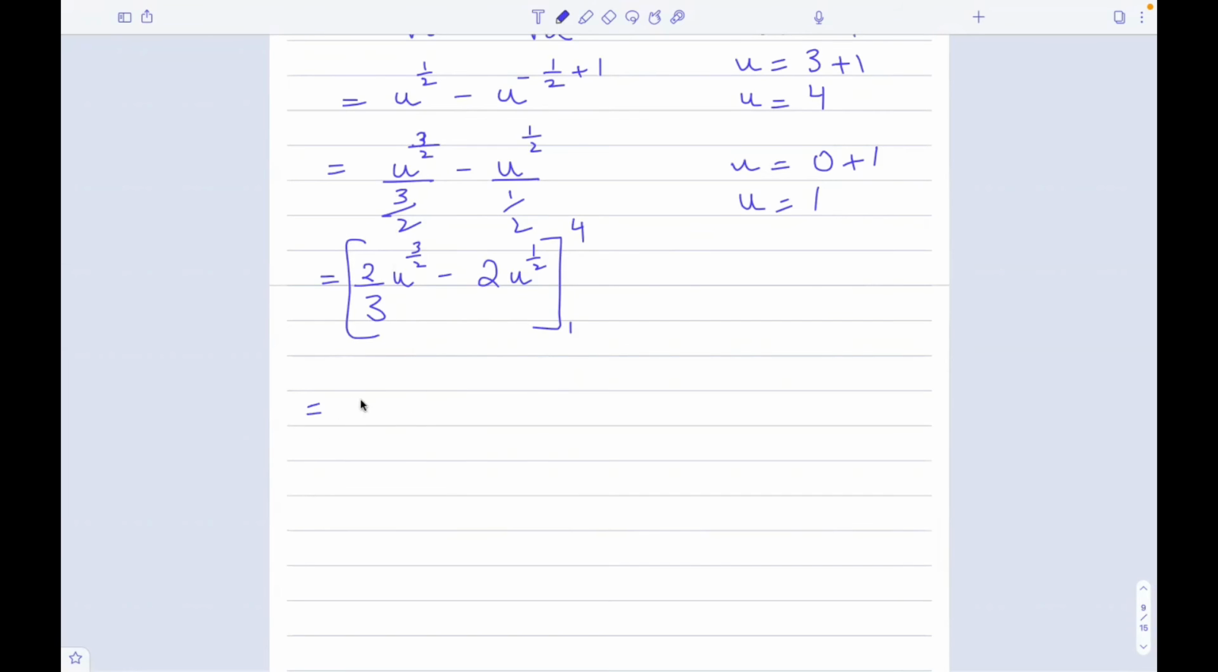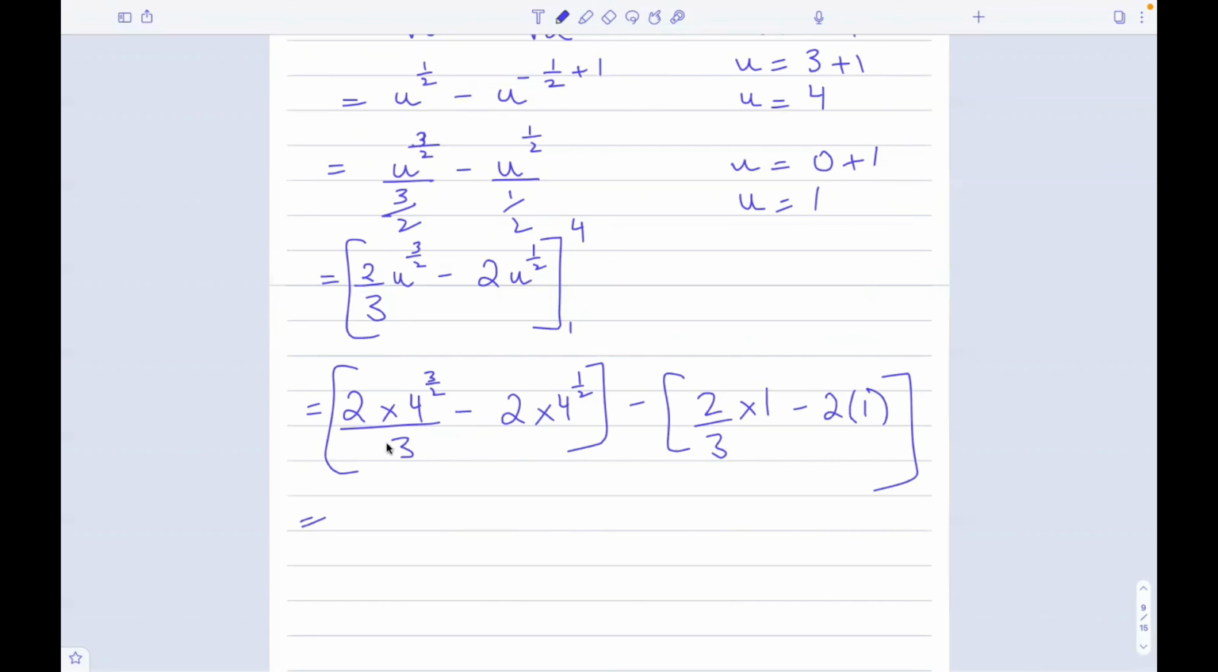So using the upper limit, we have 2 multiplied by 4 to the power 3 upon 2 divided by 3, minus 2 multiplied by 4 to the power 1 upon 2, minus, using the lower limit, which is 1, we have 2 upon 3 multiplied by 1 minus 2 multiplied by 1.